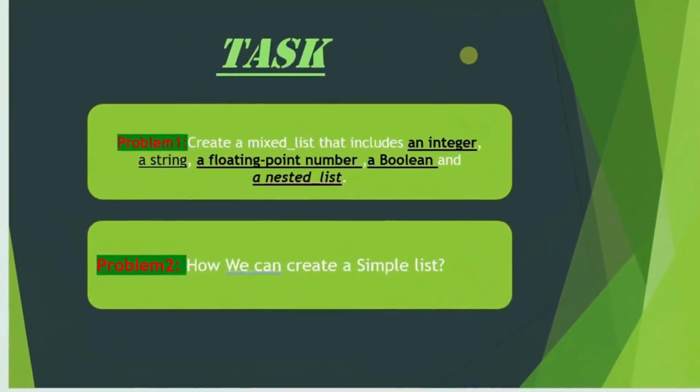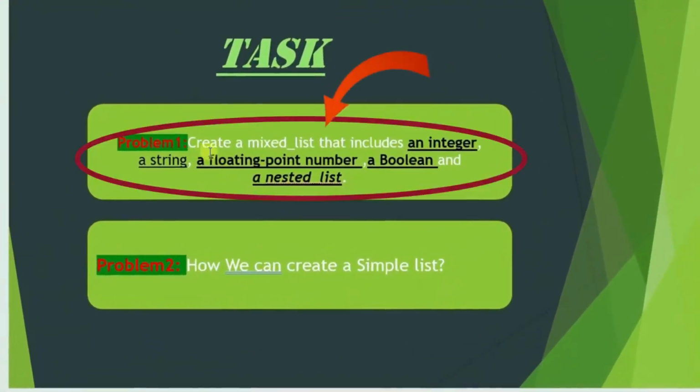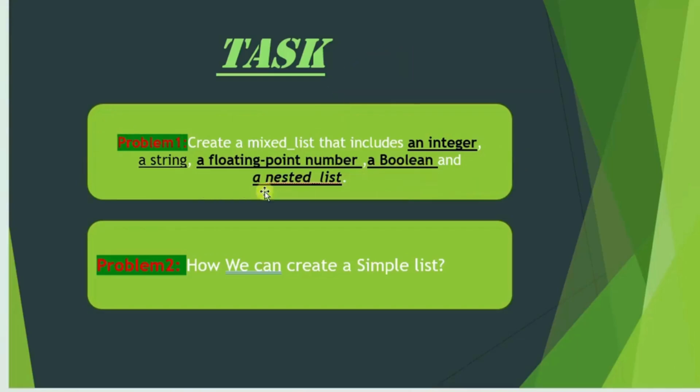Now I have a task. In this task, we will create a mixed list that includes an integer, a string, a floating point number, a boolean, and a nested list. So at first, pause the video and try to solve the question on your own. Once you are ready, continue to see the solution.